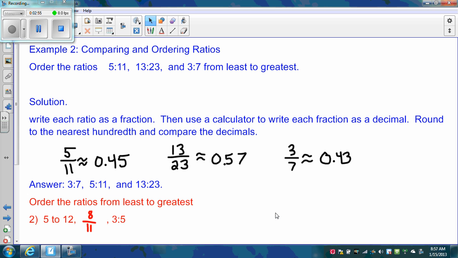So I want you to try this using the following ratios, 5 to 12, 8 to 11, and 3 to 5. So press pause now and give that a try.